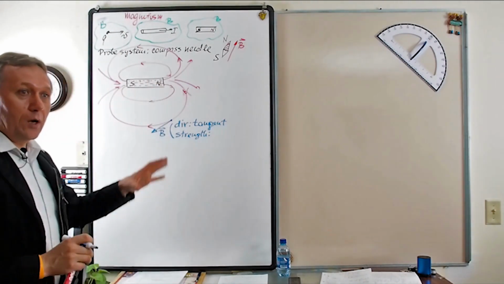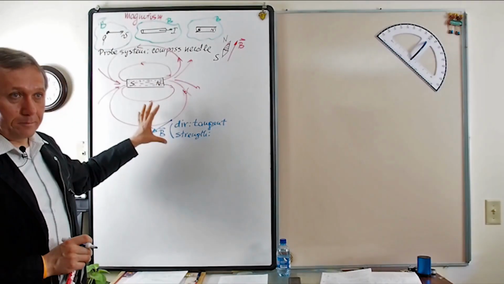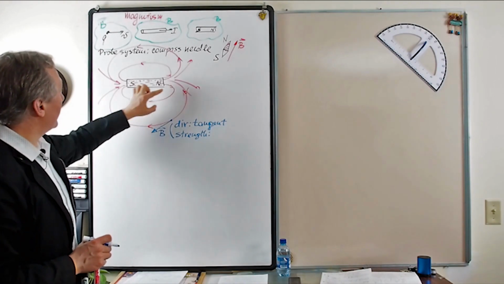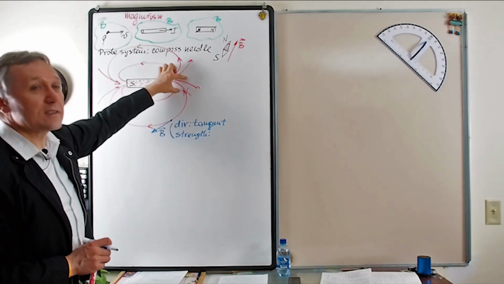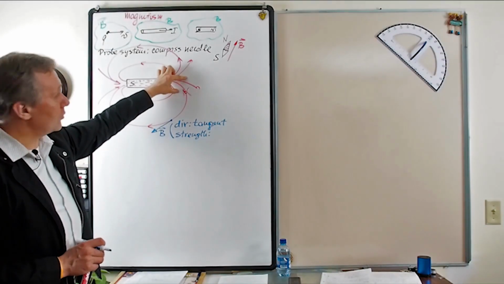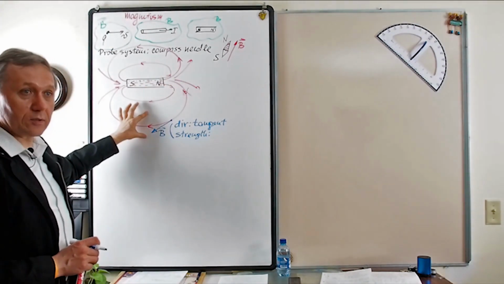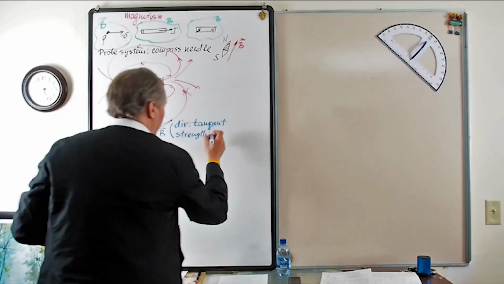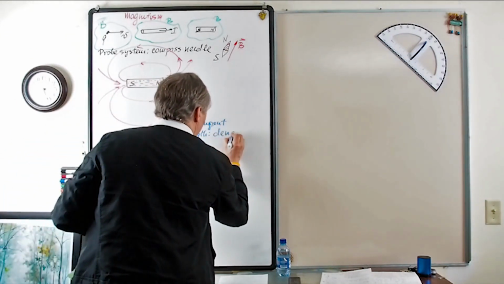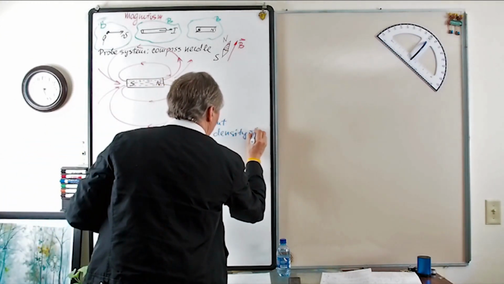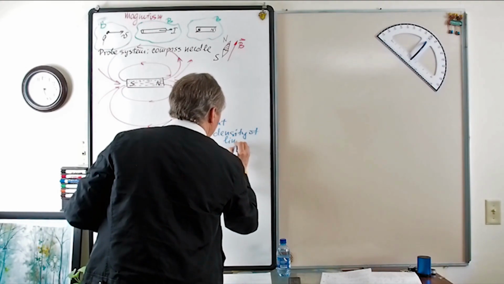Magnetic field strength is in the density of lines. If the density of lines over here is larger, then the magnetic field is stronger. Here the density of lines is smaller, so the magnetic field is weaker. All right, so we can write it in density of lines.